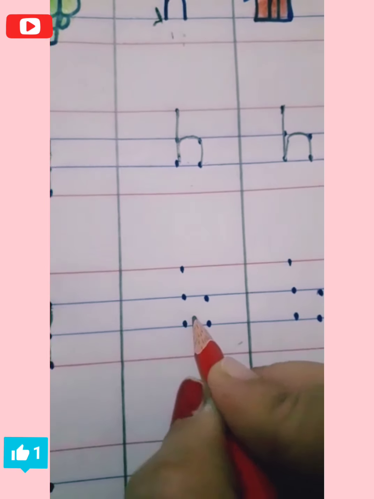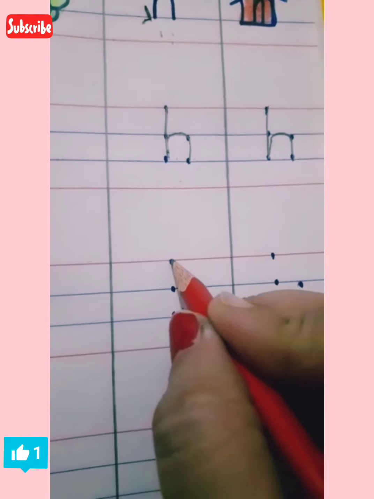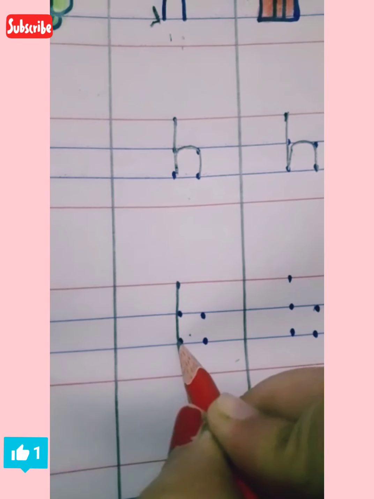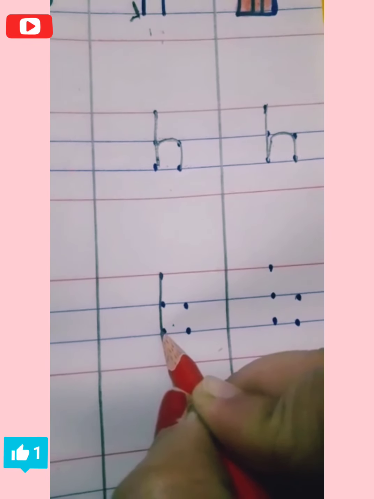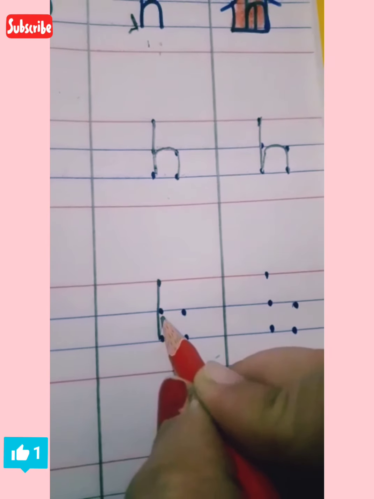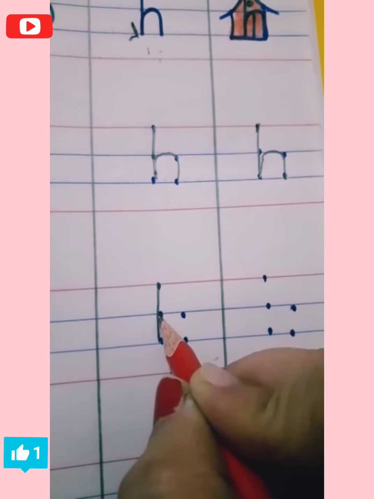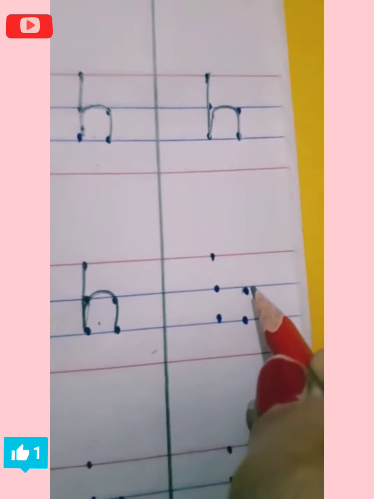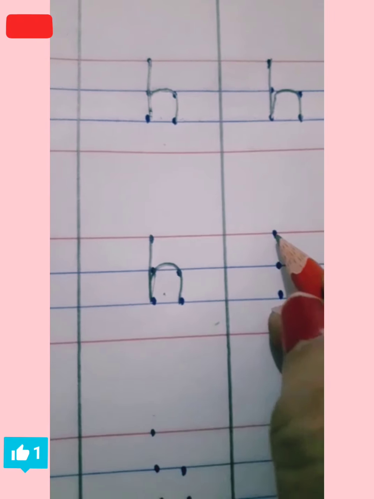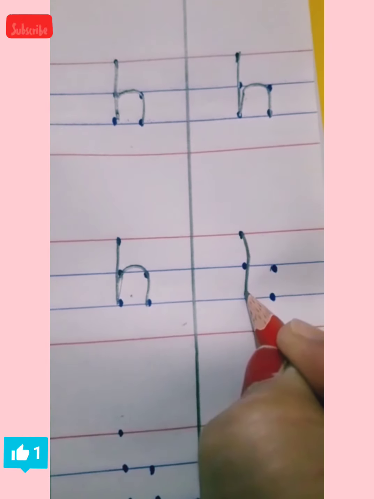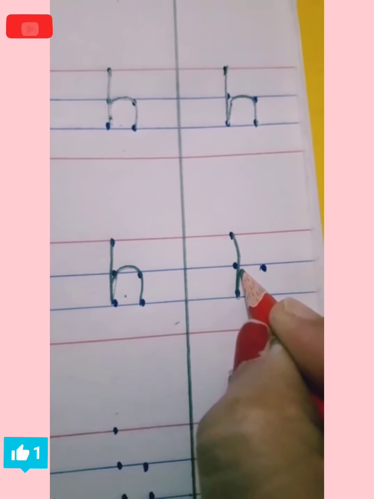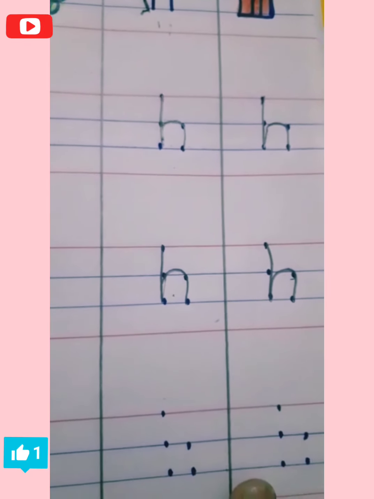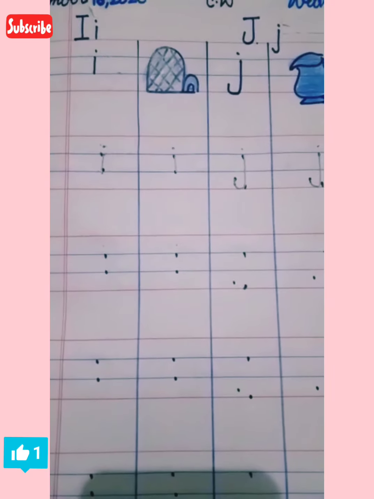Okay, now we write letter H. Look beta, write a standing line. Go up to the middle of the standing line. Write a down curve. Again, write a standing line. Go up to the middle. Write a down curve. This is an H.